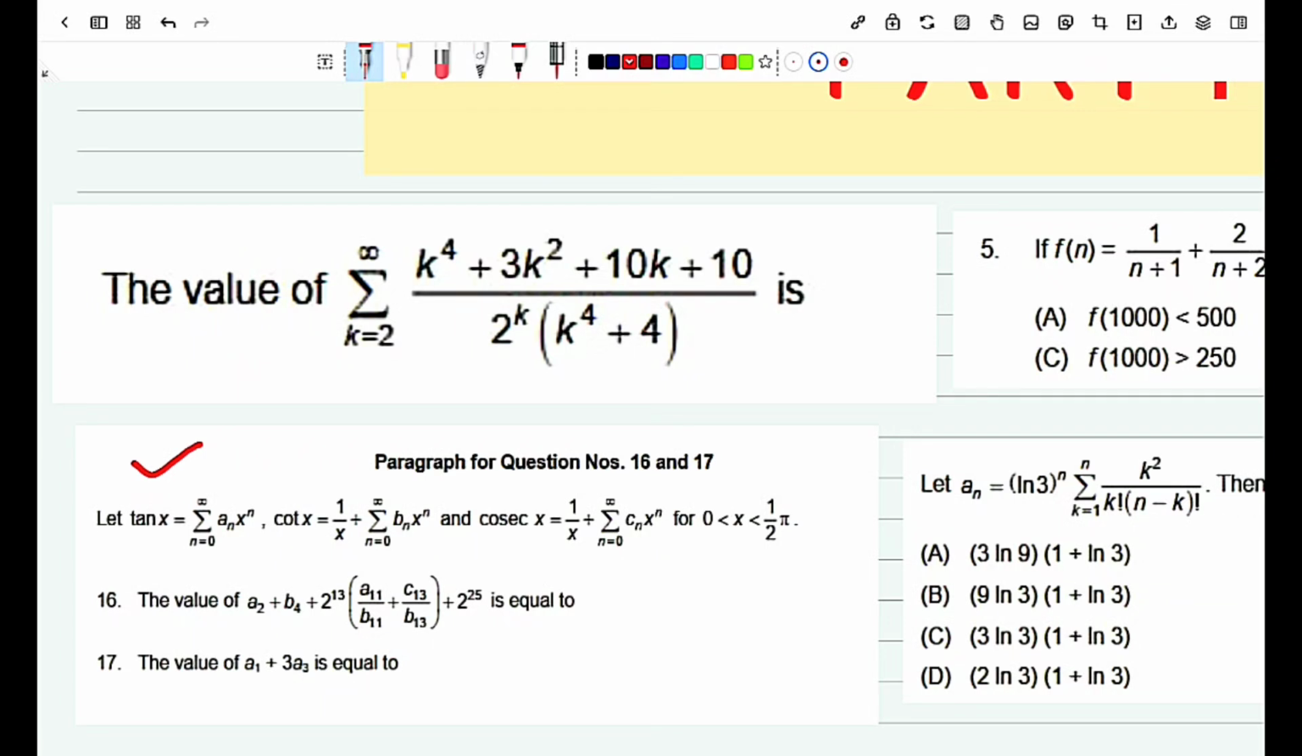In this question it is given that tan x is equal to a series in terms of a_n x to the power n, and cot x is also given in the same format, with 1 by x added to the series. Also cosec x is given in the same format as cot x. It is also given that x belongs to (0, pi by 2), and we have to find the values asked. Those who want to give this problem a try may pause the video right here, and for the others, let's move to the solution and the hints part.